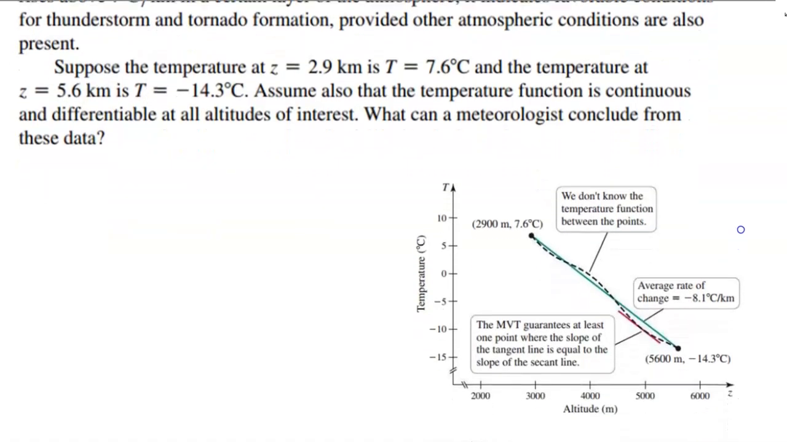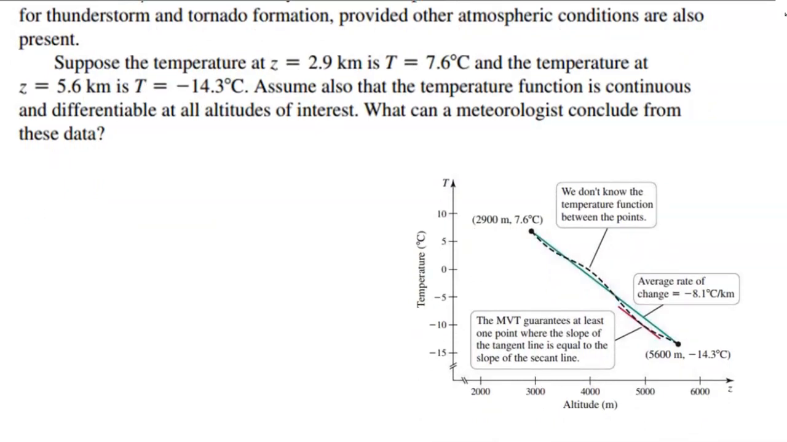Suppose the temperature at 2.9 kilometers is 7.6 degrees Celsius, and the temperature at 5.6 kilometers is negative 14.3 degrees Celsius. Assume that the temperature is continuous and differentiable at all altitudes of interest. What can a meteorologist conclude from this data? Okay, so the mean value theorem says that, well, number one, we have to make sure that it is continuous. Well, they told me it is. And it's differentiable. Well, they told me it is.